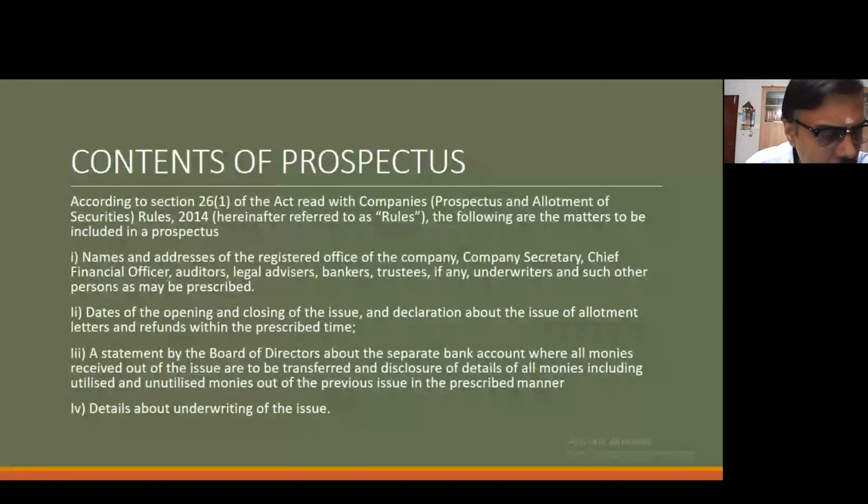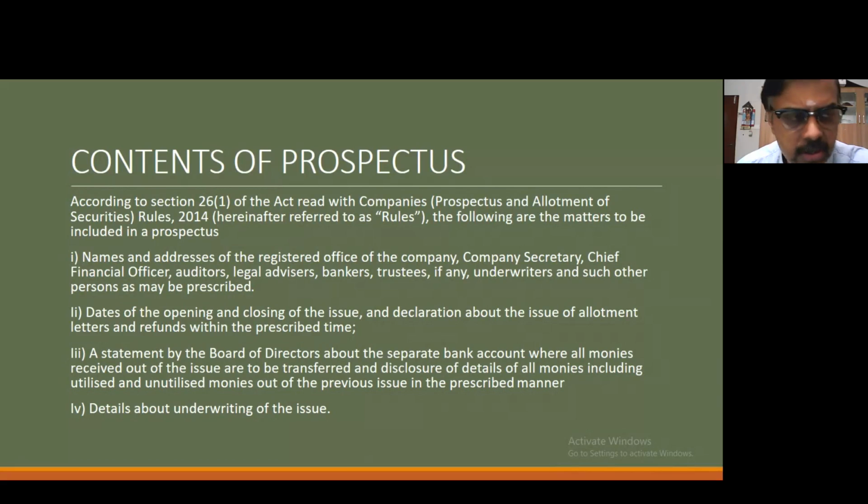You should put it in the document called the prospectus, and the prospectus should contain a statement by the board of directors about a separate bank account where all money received out of the public issue is kept until the issue is completed, and any money which is not utilized should be returned back to the shareholders.